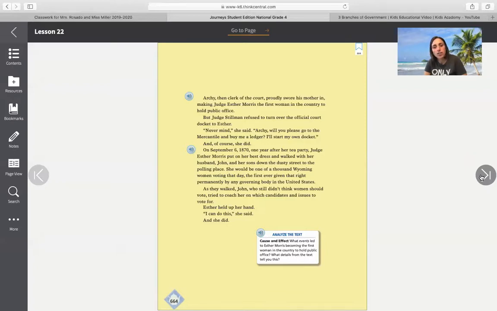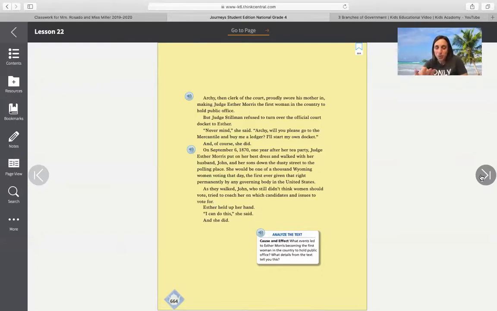As they walked, John, who still didn't think women should vote, tried to coach her on which candidates and issues to vote for. Esther held up her hand. "I can do this," she said. And she did. Whew, that makes me want to cry, this story. Whew, and remember, it's real.